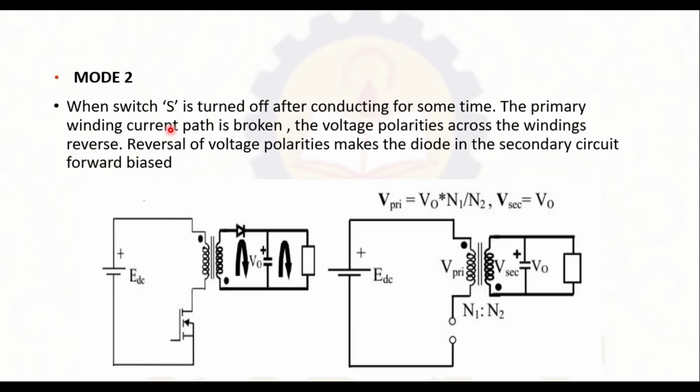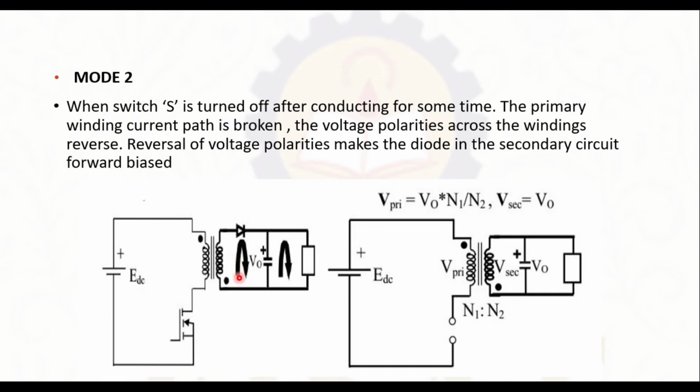Now to mode 2. In mode 2, the switch is turned off. That is, the switch here is open circuited. This is done only after conducting for some time, so that the necessary energy is stored in the secondary. So when the switch S is turned off, the primary winding current path is broken, and now the inductor will start discharging.